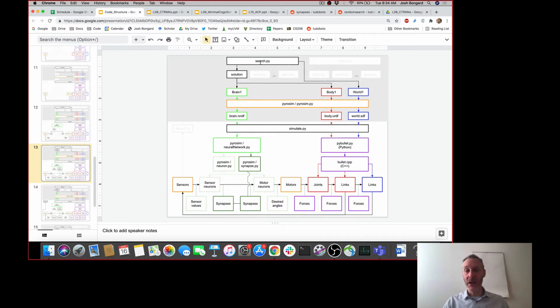So I've renamed the generate file to search.py here. You're going to be searching over a set of solutions. What is a solution? A solution at the moment is just going to be the weights of the synapses that connect the sensor neurons to the motor neurons. Change the weights of these synapses, and you change the way this sense, think, act, closed loop controller works. Okay, that's where we're heading.